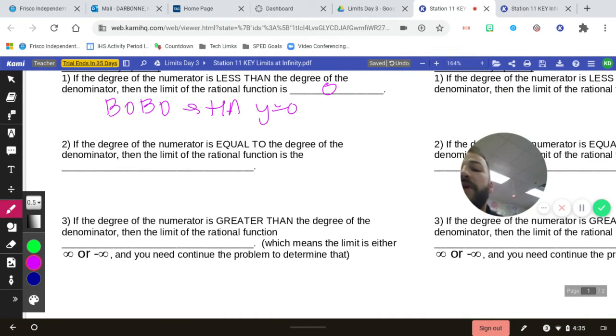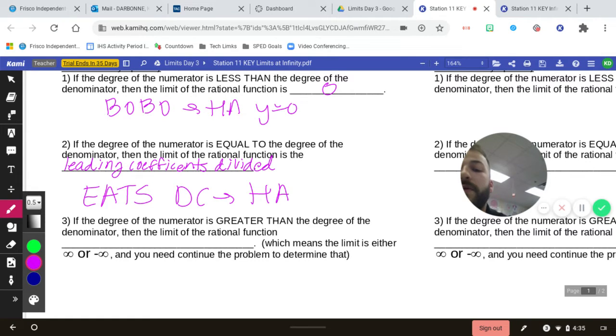If the degree of the numerator is equal to the degree of the denominator, then the limit of the rational function is the leading coefficients divided. Because our exponents are the same, divide coefficients. So our horizontal asymptote is those leading coefficients divided.